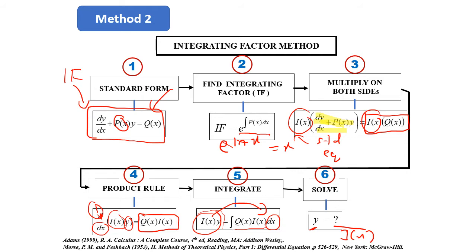So basically we can summarize: step number 1 is the standard form. Step number 2 is find the integrating factor. Step number 3 is multiply. Step number 4 is rewrite in product rule. Step number 5 is the integration process on the right hand side. And step number 6 is to express y in terms of x.